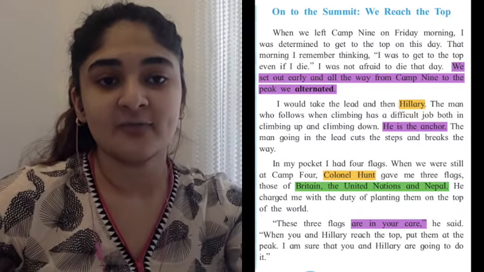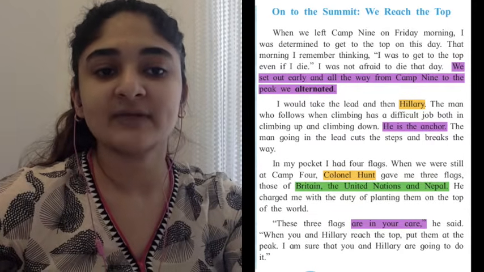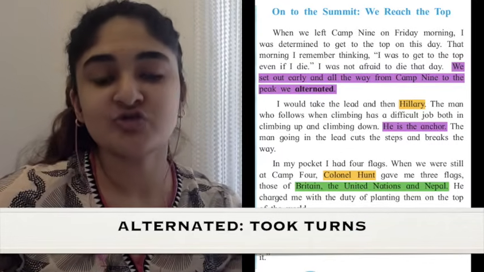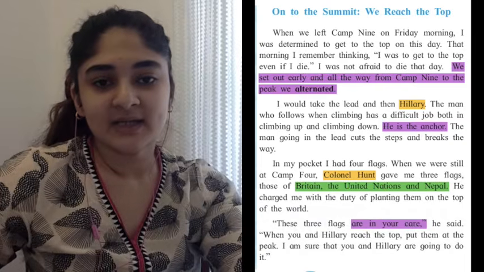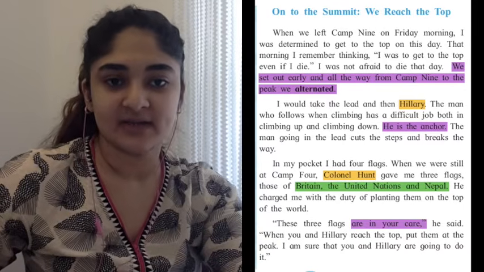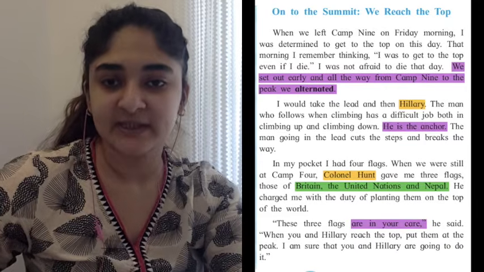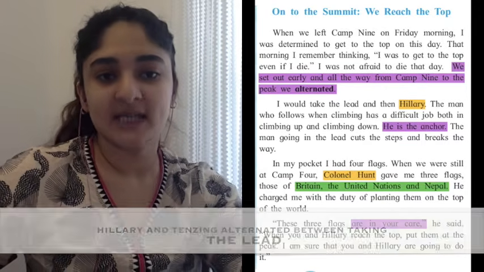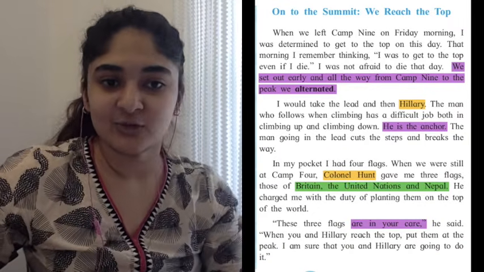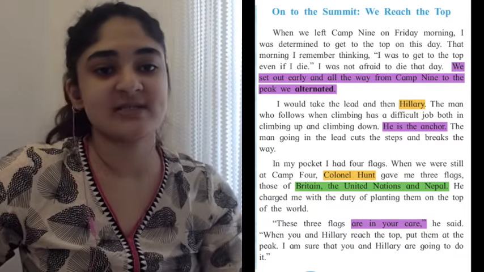The last line of paragraph 1, that is highlighted in purple: we set out early and all the way from Camp 9 to the peak, we alternated. The meaning of the word alternated is to do something in turns. Second para में लिखा है, I would take the lead and then Hilary. As we saw in the last line of the first paragraph, we alternated. इसका ये मतलब है कि पहले the author Mr. Tenzing, उन्होंने लीड ली, वो पहले ऊपर गए एंड हिलेरी उनको फॉलो कर रहा था, फिर उन्होंने स्विच किया एंड हिलेरी ऊपर लीड कर रहे थे एंड मिस्टर टेंजिंग वाज फॉलोइंग.